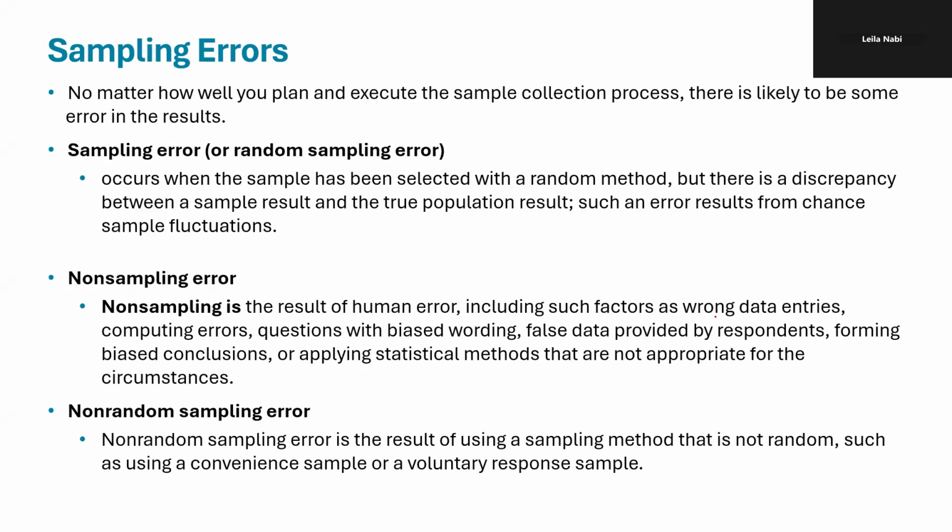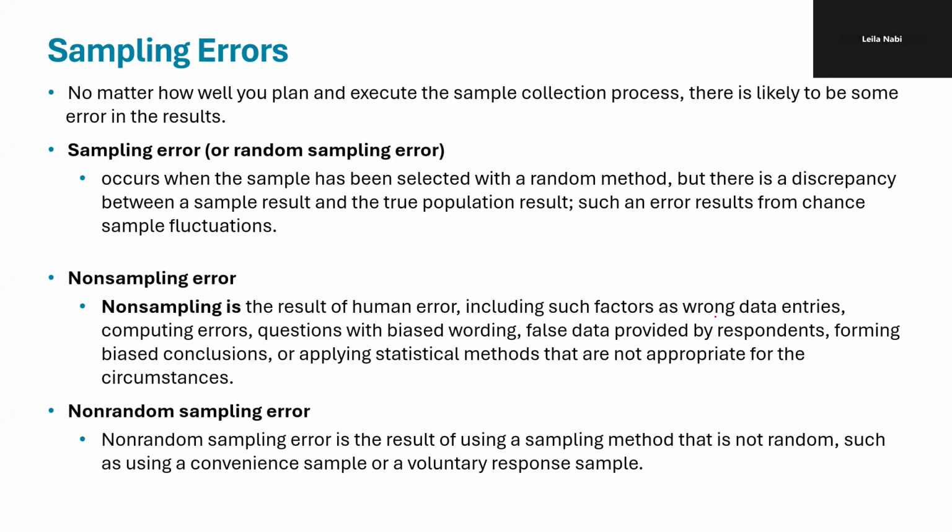We learned about the different techniques that we can use for choosing a sample out of a population. But even if you have a good plan and use all of these sampling techniques, we still may have a chance of error in the result. When we select a sample randomly and do the study over the sample, we get the result, but we see that there is a discrepancy between the sample result and the true population. This is called a random sampling error.